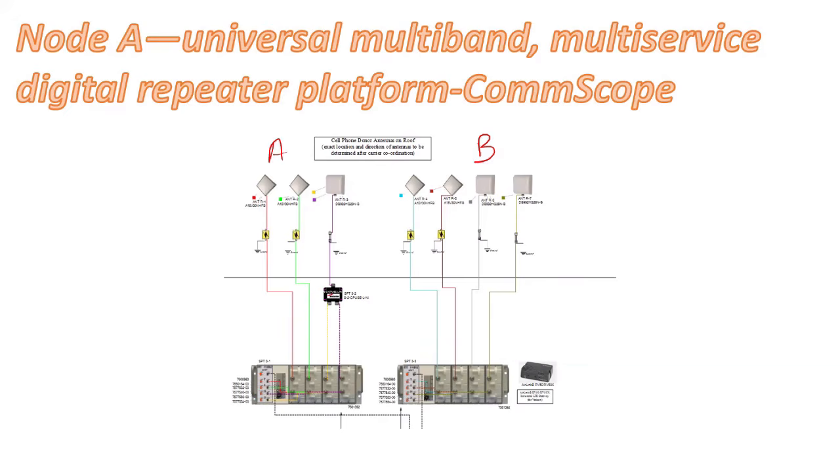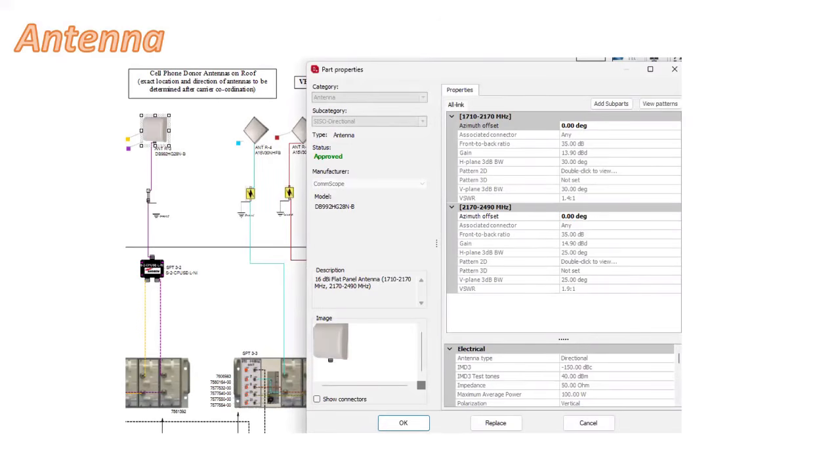You can take one example. Suppose we have two operators, operator A and operator B. There is an antenna. The antenna is fed to a lightning protector, and then the signal goes to the RF cards, right? So here we are using this antenna from the CommScope company, and the number is this. It is a 6 dBi flat panel antenna, meaning it is a directional antenna, and it supports frequencies between 1710 and 2170 and 2170 to 2490 megahertz.